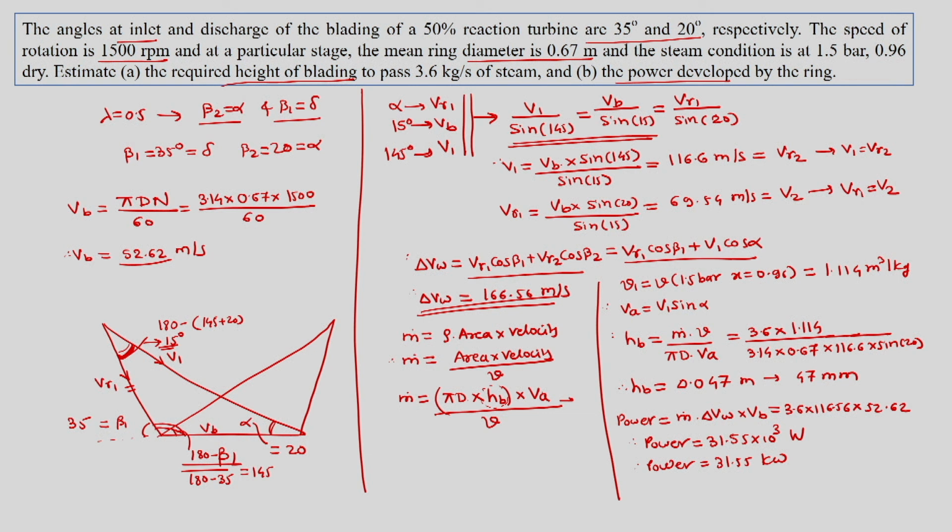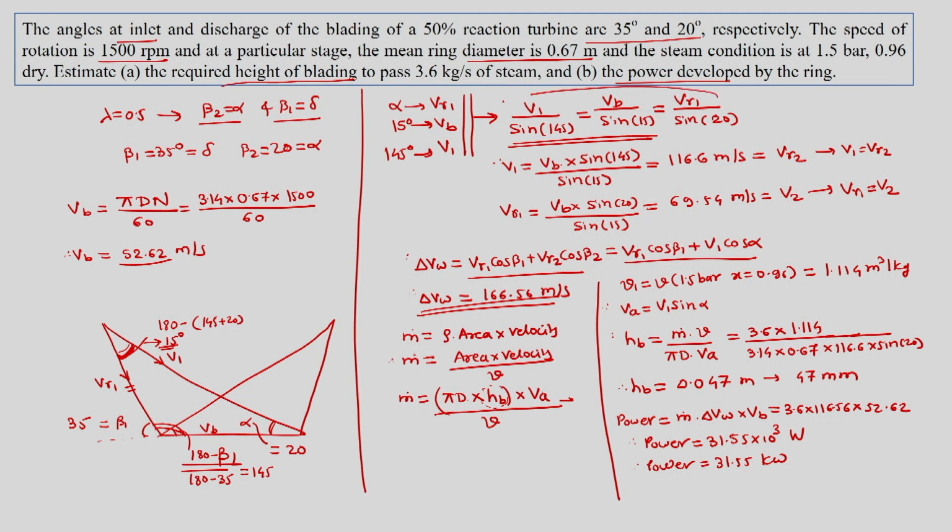So having said this, we found out both the power developed and the height of the blade. In this example, the point to be noted is that we were not given any velocity like V1 or VR1. We were given only one velocity, but we were given two angles. Then we made use of the sine law of triangle and found out the required things.